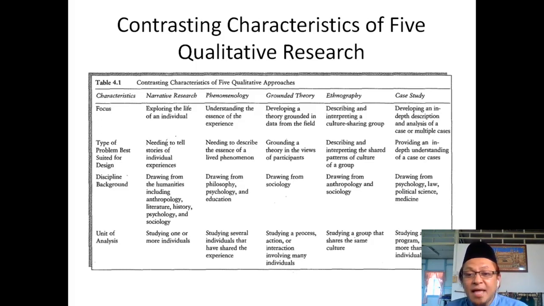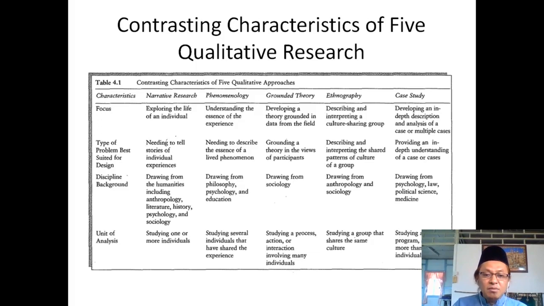Case study, providing an in-depth understanding of a case or multiple cases. This case can be, for example, knowledge sharing among librarians in an academic library. So we want to conduct a case study. How does knowledge sharing take place? What technology is being used? How often do they engage in discussion? What are the media they adopt in sharing their knowledge? So this is an example where a case study is suitable.